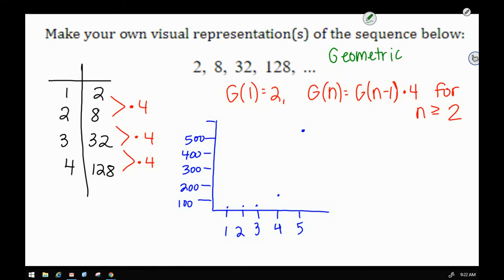Did anybody come up with an equation other than that? The rate we didn't have to talk about yet. 4n. I like that. It didn't give you a letter, so you can use whatever letter you want. If you did come up with an equation, it would be 2 times 4^n minus 1. So you're right.